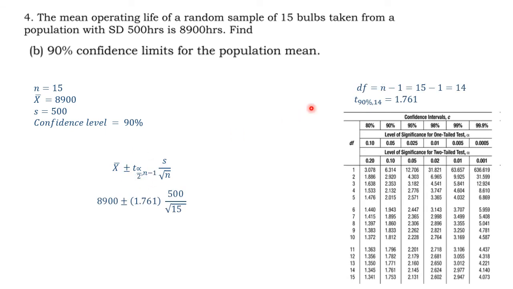How to calculate this? N is 15. 15 minus 1 is equal to 14. At 90%, 14, we will get 1.761. Put here the value. X bar is 8,900. S is 500 over root 15. Solve it two times, first time with minus and second time with plus. Use calculators to find the answer and round your answer up to 2 dp. And this is our confidence interval for the population mean.